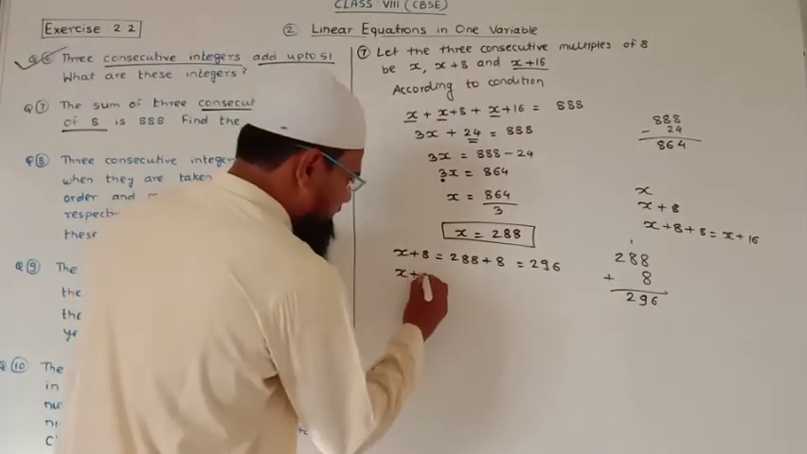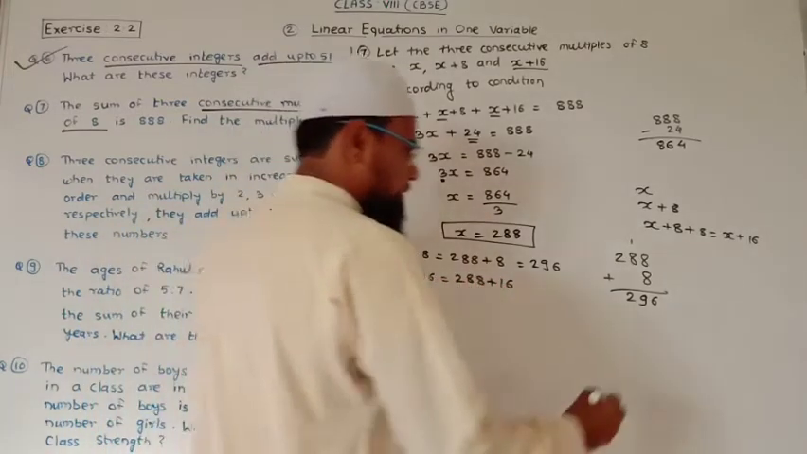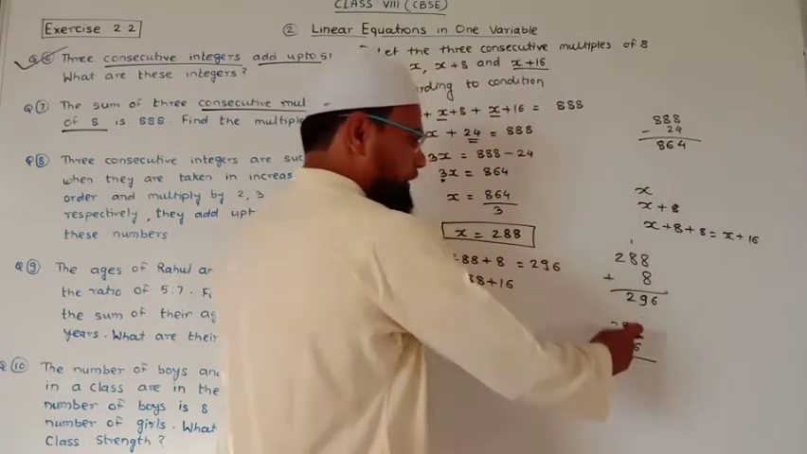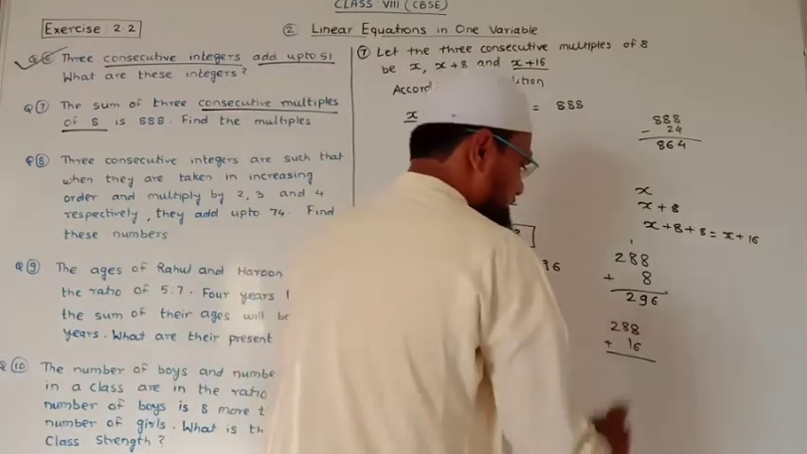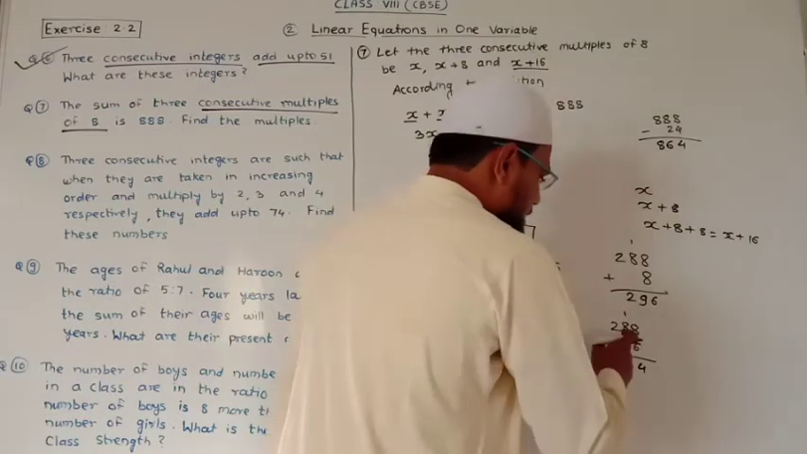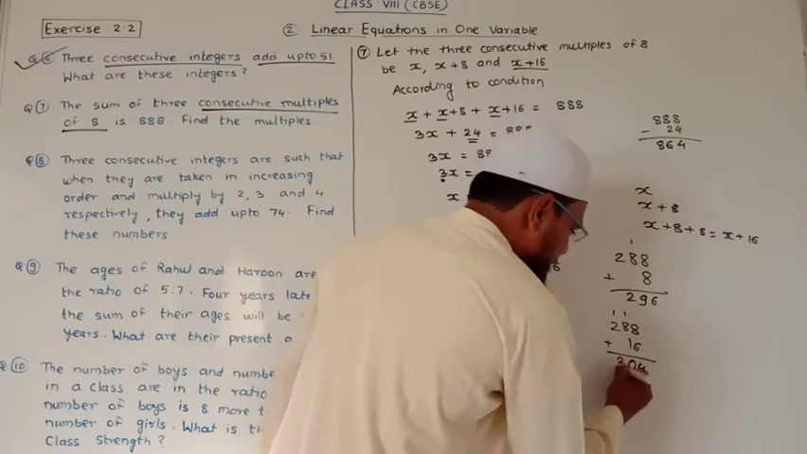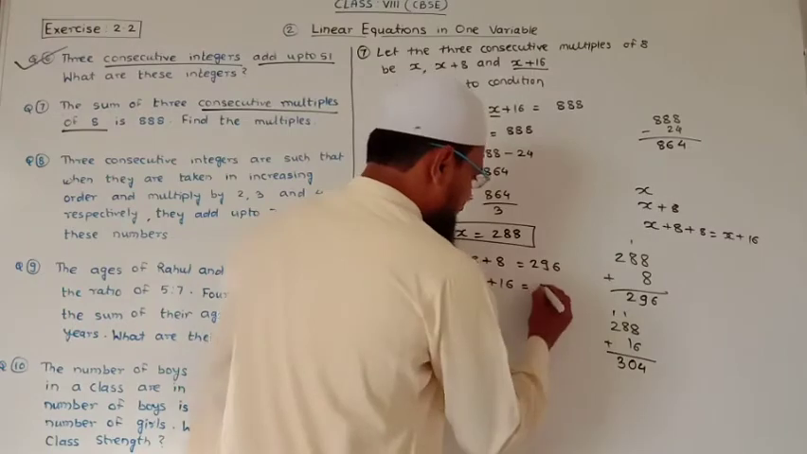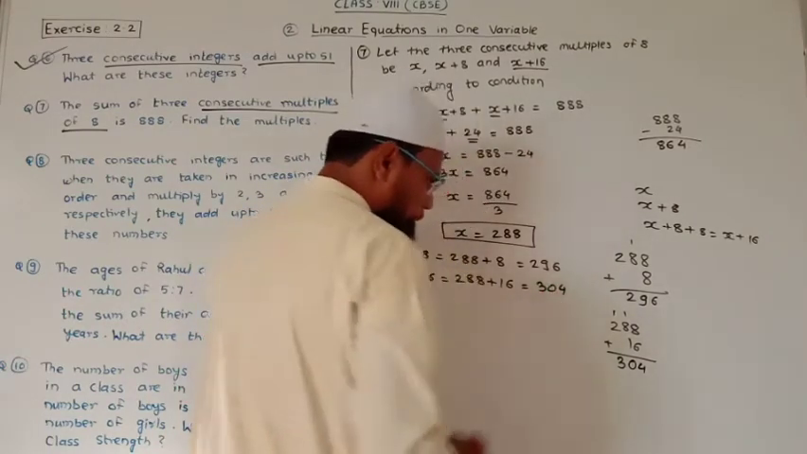Now x plus 16 is equal to 288 plus 16. So if we add this, here 8 plus 6 is 14, 1 is carry. Here 8 plus 1 is 9, and 2 plus 1 is 3. So we get the value of x plus 16 is nothing but 304.